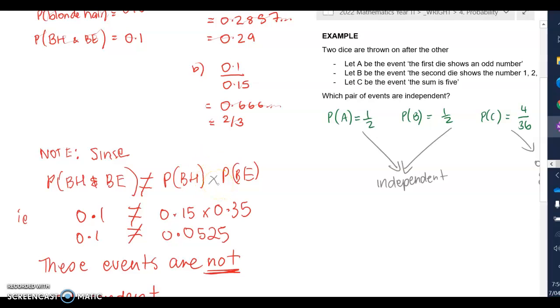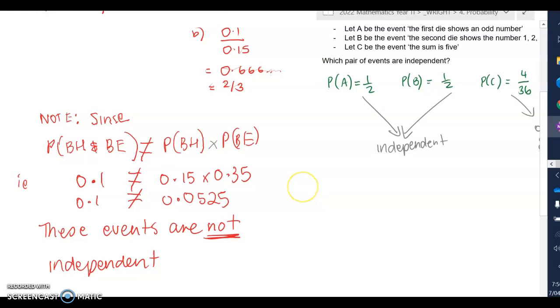There we go. So the probability of blonde hair and blue eyes does not equal the probability of blonde hair times the probability of blue eyes. We know the blonde hair and blue eyes probability is 0.1. We know each of these, and when we times them together, they are not equal. So we would say these events are not independent. And that's a way that we can test for that.